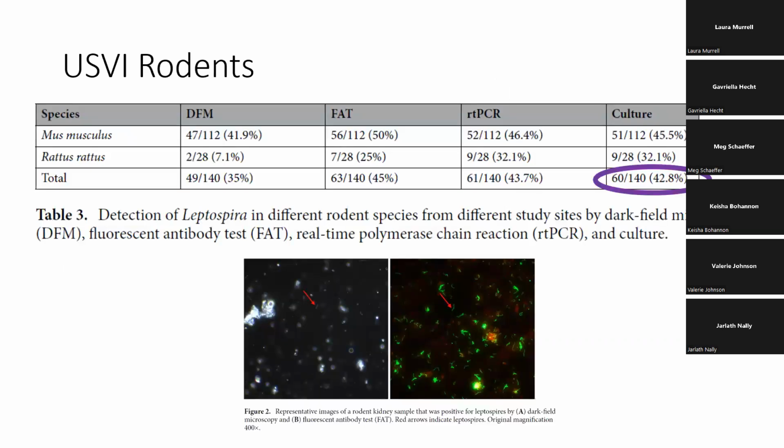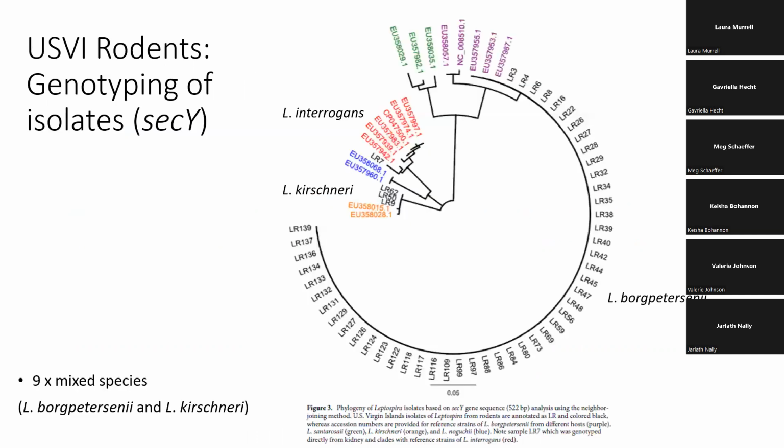When we look at the USVI rodents collected across the three islands, including both mice and rats, over 42% of rodents were culture positive. We recovered 60 cultures. Next slide, please. Of the 60 isolates, 48 were borgpetersenii, 3 were kirschneri, and it turned out that 9 rodents were co-infected with both borgpetersenii and kirschneri. Next slide, please.